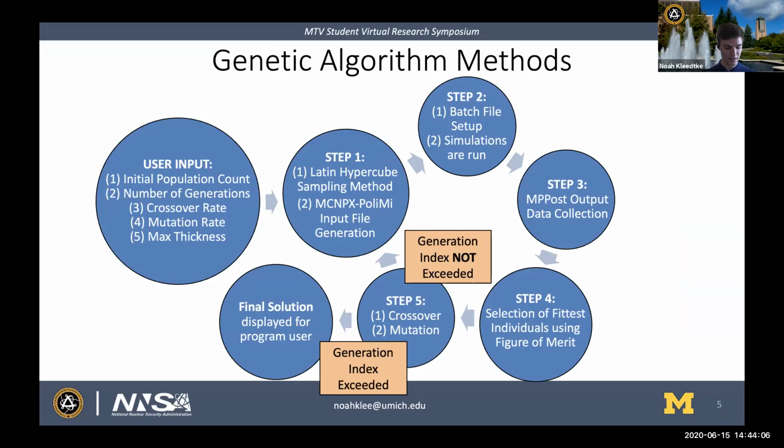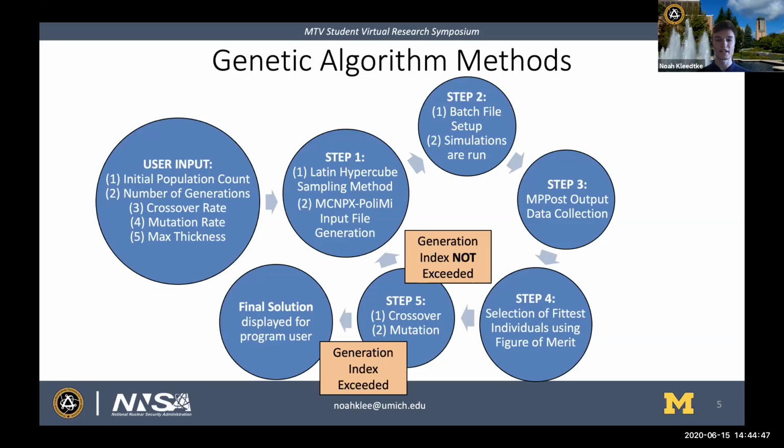So this diagram illustrates the way our genetic algorithm worked. First, the user would input certain parameters before the genetic algorithm actually started. And after these input parameters were specified, the genetic algorithm launched into action by setting up the sample space and then breaking that sample space into equal components. And after dividing the sample space into equal components, it would randomly sample in each of those components. This method was known as the Latin hypercube sampling method.